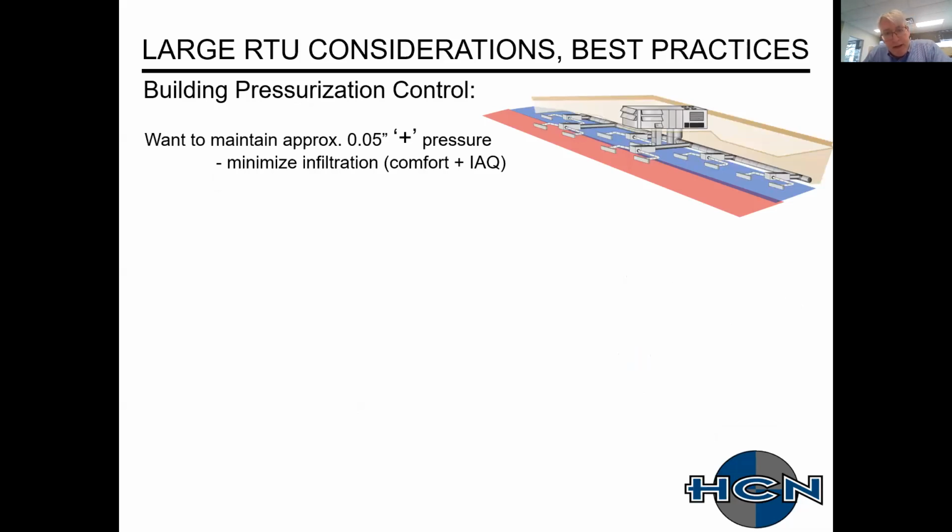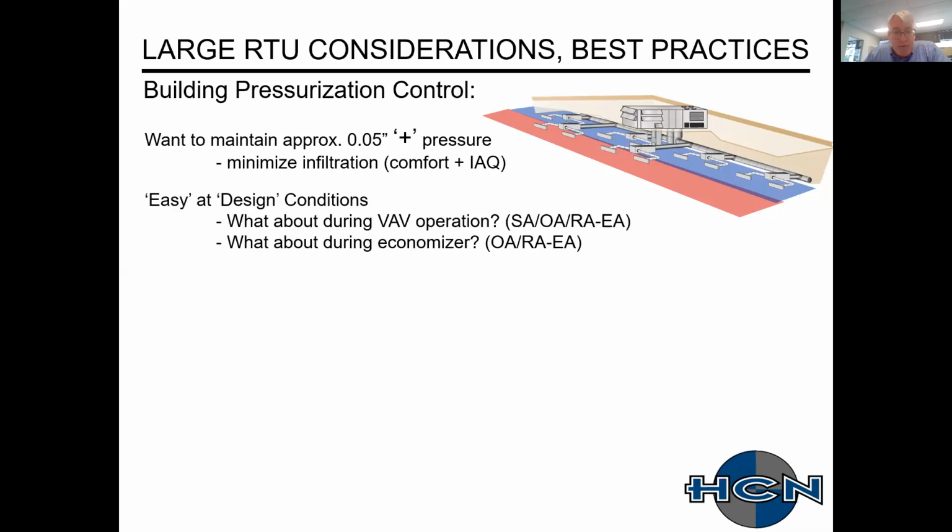Next, for building consideration, we want to talk about or just consider building pressurization controls. Typically, you want to maintain an approximate positive pressure of about 0.05 inches, plus or minus, et cetera. To do this, you want to try to minimize the amount of infiltration of untreated air from a thermal and humidity standpoint, as well as indoor air quality. Now, this is easy to do at your design conditions, but when you have VAV operations where your supply air, outside air, and return/exhaust air is all changing, it becomes much more difficult.